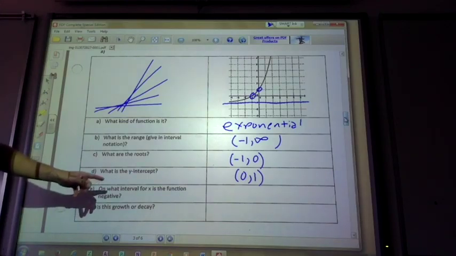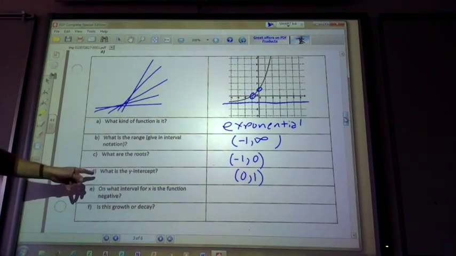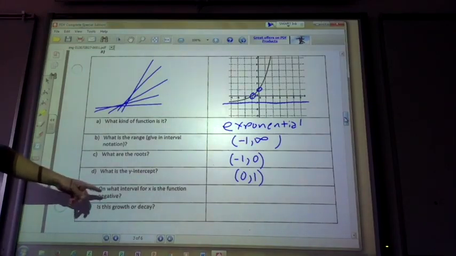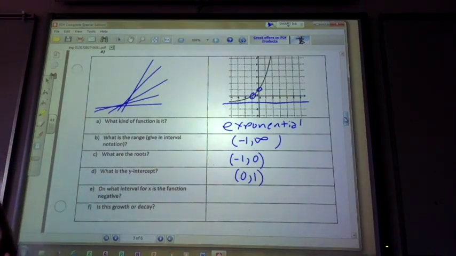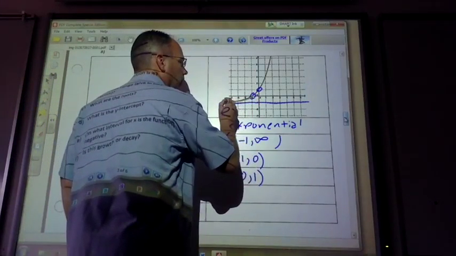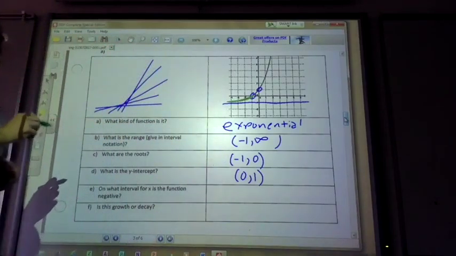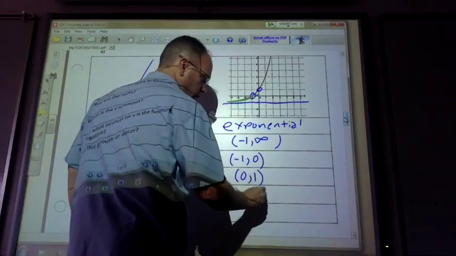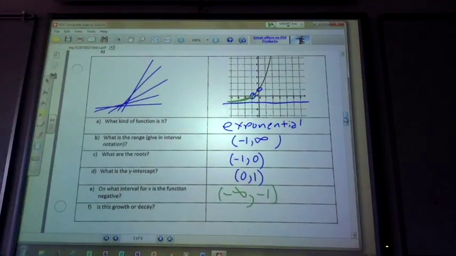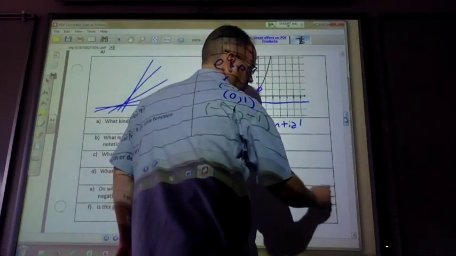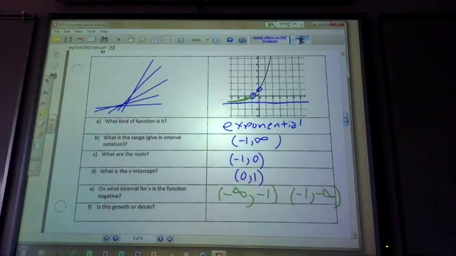On what interval for x is the function negative? Oh, wait. I didn't answer the question. Shoot. On what interval for x? I'm sorry. On what interval is the function negative? So let me just change colors. Right here is where it's negative. So in the x direction, it's going to come from negative infinity and get all the way up to -1, rounded bracket. Either way, it's going to be the same thing.